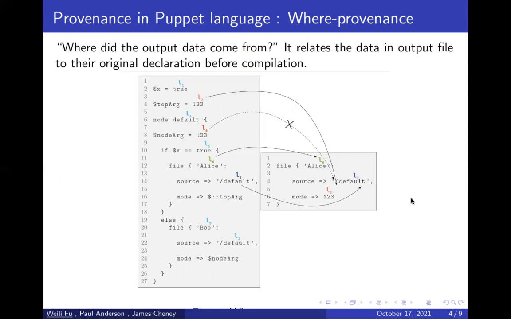Where-provenance describes where the output data came from. It relates the data in the output to their original declaration in the input. In the output, the labels on the data are copied from the input to denote their source location.